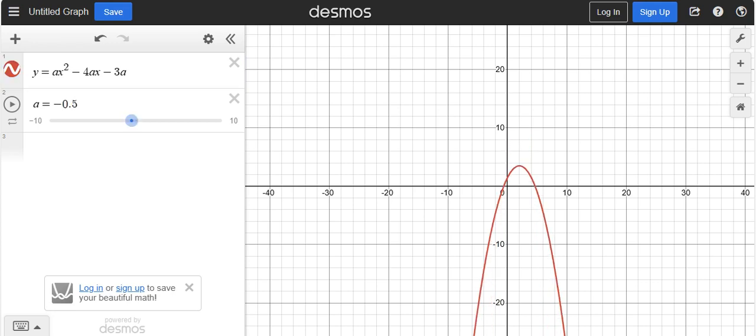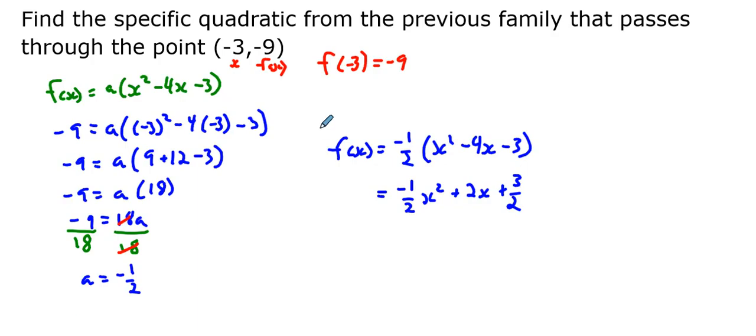We can tell that it's going to go through the point that we want because we said it goes through the point negative 3, negative 9. We can just double check that that's the case, and there it is on this specific quadratic. So this is the only quadratic in the family that we found previously that goes through that point. That's how families of quadratics work, specifically when we were looking at common roots or common x-intercepts.